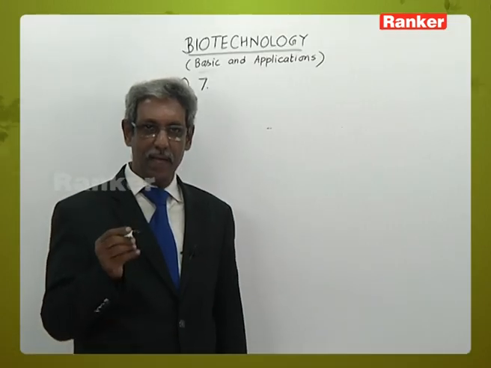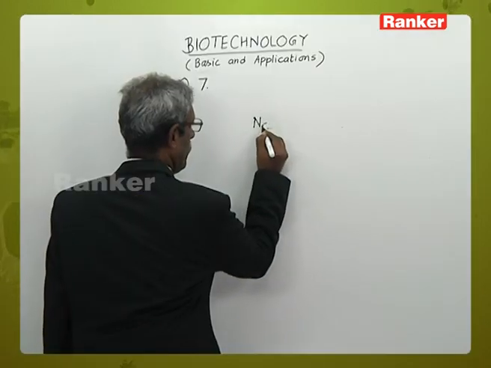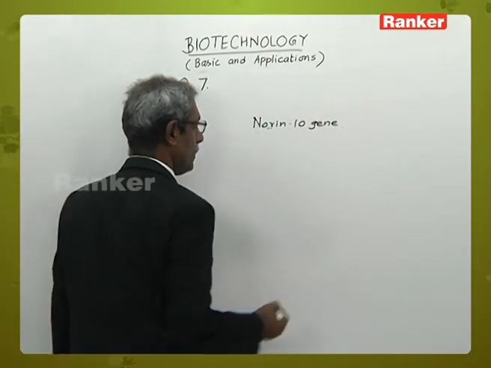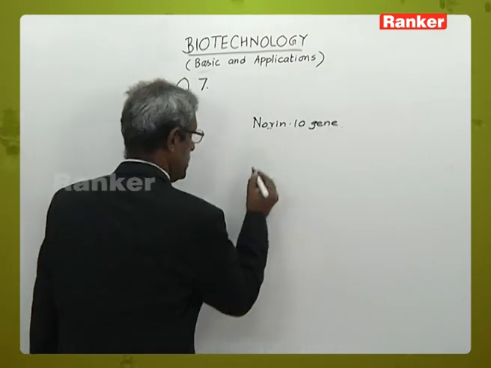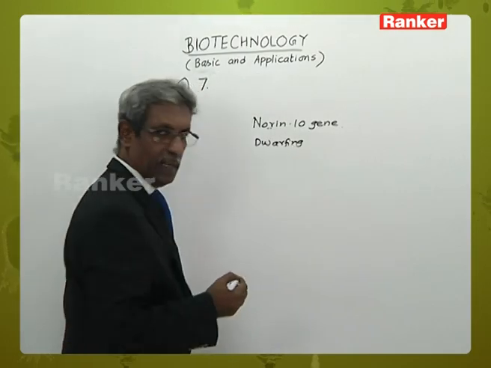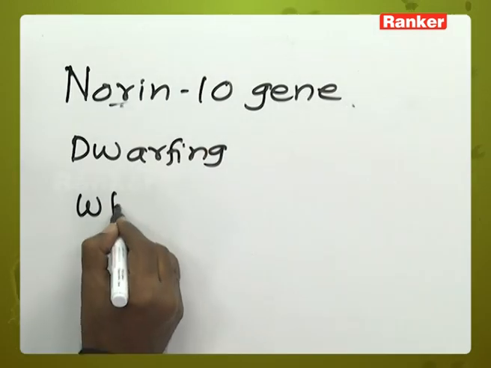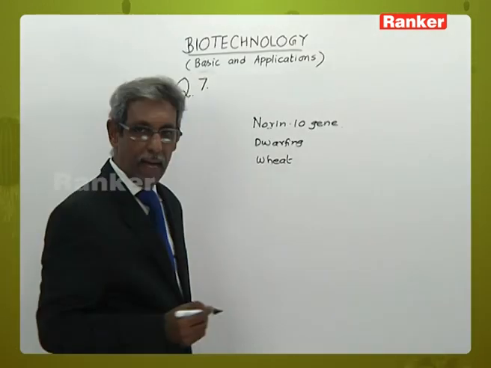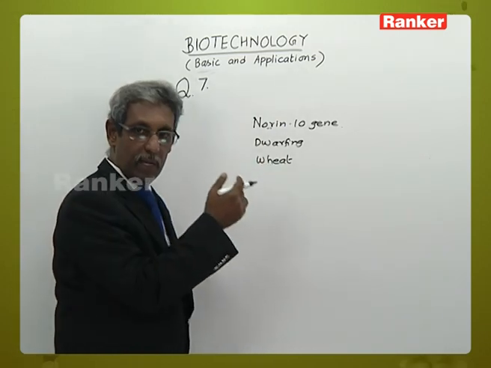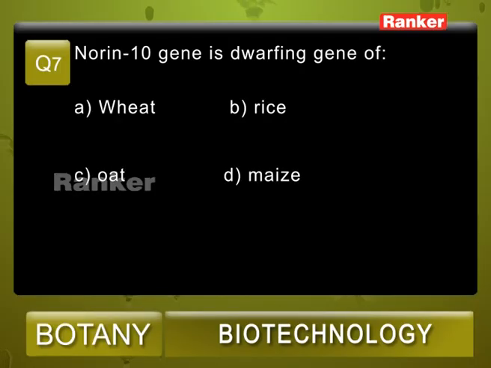Now question number 7 asks, what is Norin 10 gene? Norin 10 gene is primarily a dwarfing gene which is present in wheat, and it is initially the sort of gene which has been introduced in crops. So Norin 10 dwarfing with relation to wheat, the right answer is A.